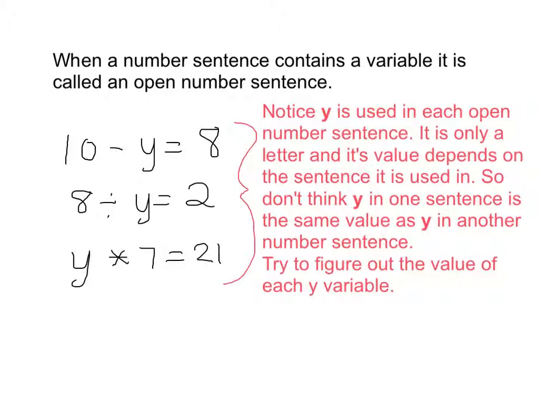So, did you figure that in the first number sentence, the y is equal to 2? And in the second number sentence, the y is equal to 4. And in the third number sentence, the y is equal to 3, in order to make each of those number sentences true.